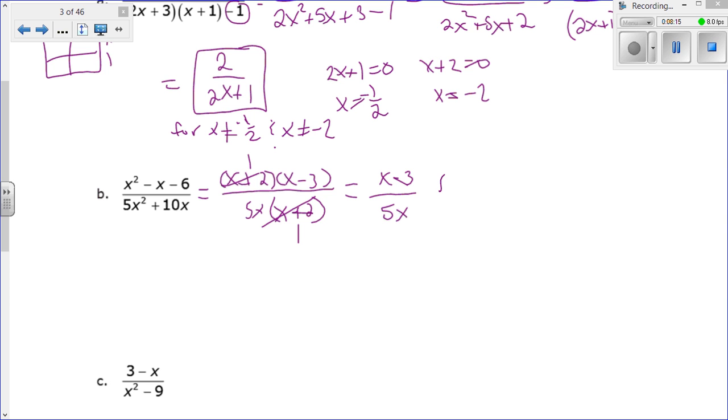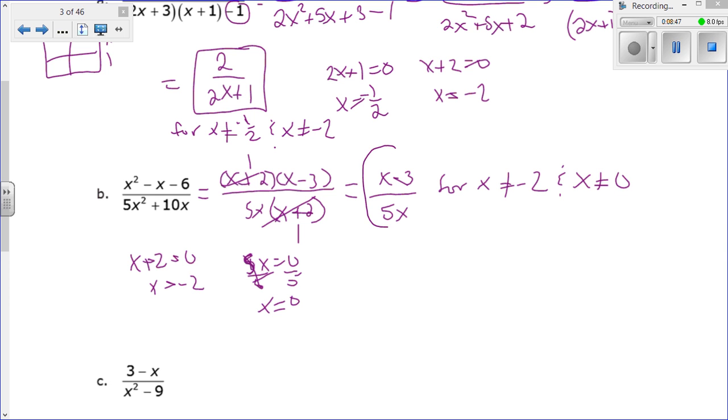And this is true for x not equal to, well, x plus 2 equals 0 gives x equals negative 2. So as long as x is not equal to negative 2, and we have to set the 5x equal to 0, 5, not an 8. If I divide by 5, x is equal to 0. So x cannot be equal to 0 for our answer. Looking for what values make it undefined.